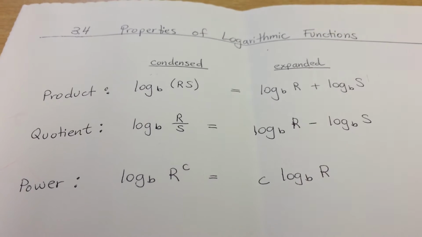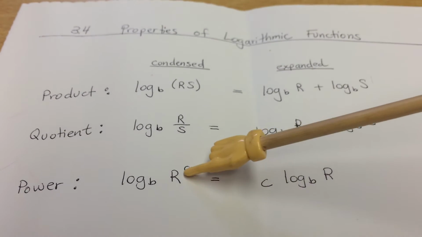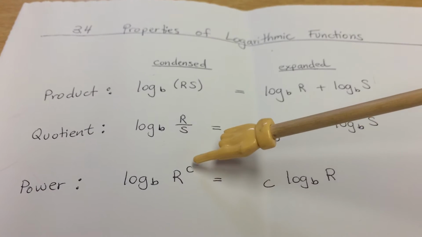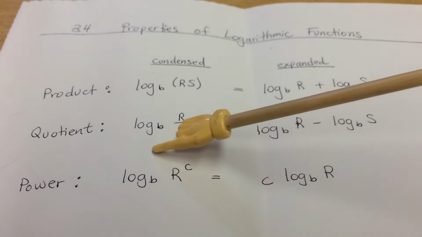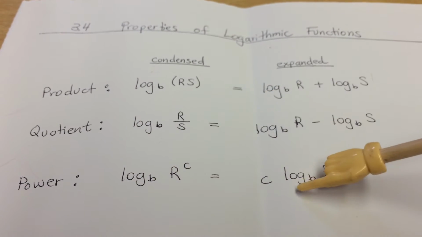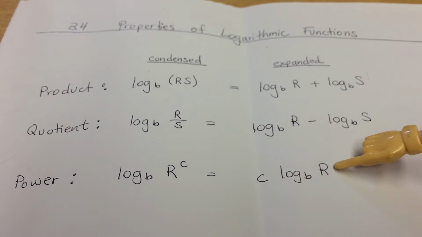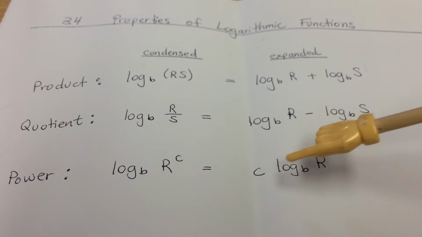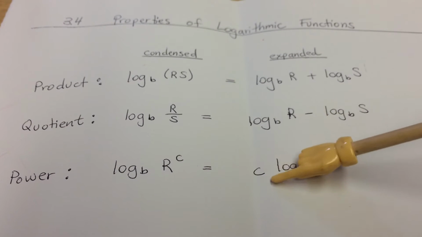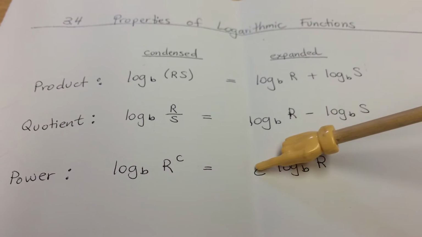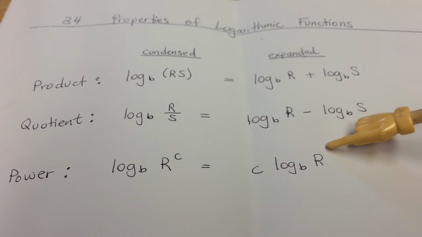Okay? And the last property that we have is called the power property. The power property says that if I have log base b of r to the c power, you take the c and bring it to the front. So we bring it to the front, and that becomes c times log base b of r. Going backwards, if there is a number in front of the word log, I can just bring it back as an exponent up there.